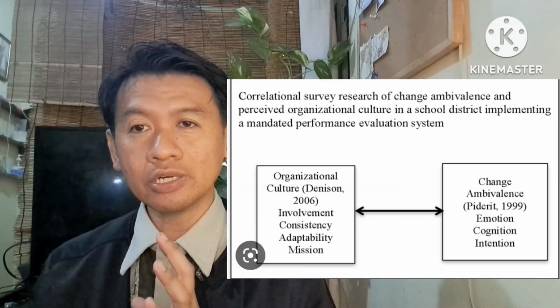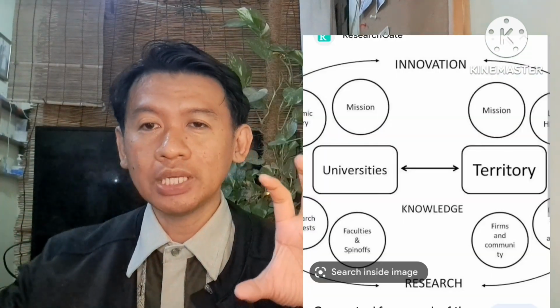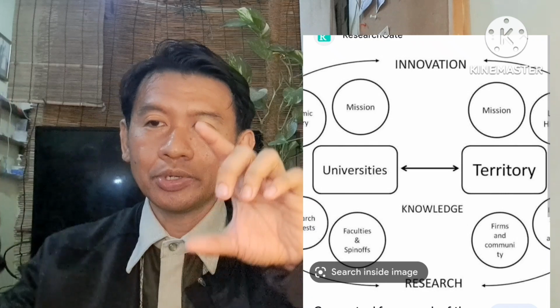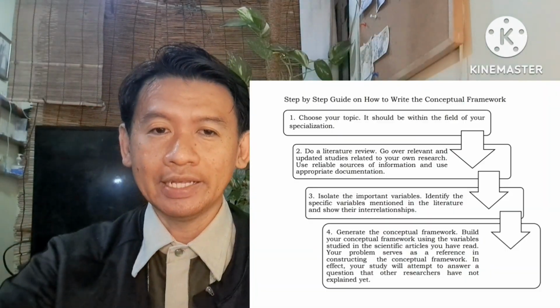Kapag naman correlation, makikita mo may relationship ba yung dalawang variables. Makikita mo yung conceptual framework nila is box-box, tapos yung arrow is parang paikot. Pakita ko kayong sample. Ayan.